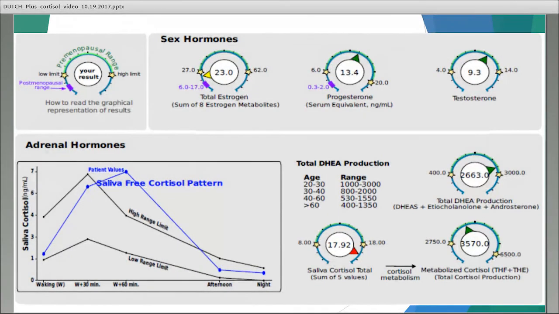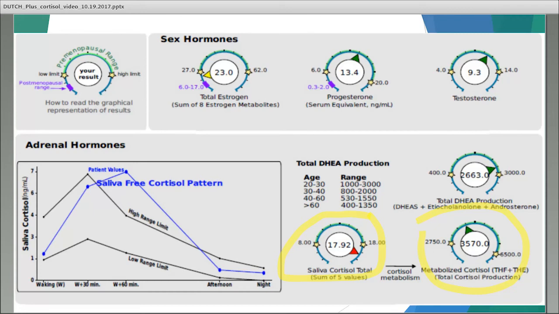When you look at the Dutch Plus, you're going to see the 5 salivary-free cortisol points on the first page, and then those are going to be added up here for the total. So that's a total of your salivary-free cortisol for those 5 measurements. And then you can also see the total of the metabolites here. All of this is going to be repeated on page 5. So we're going to start in on page 5 and just work through there.